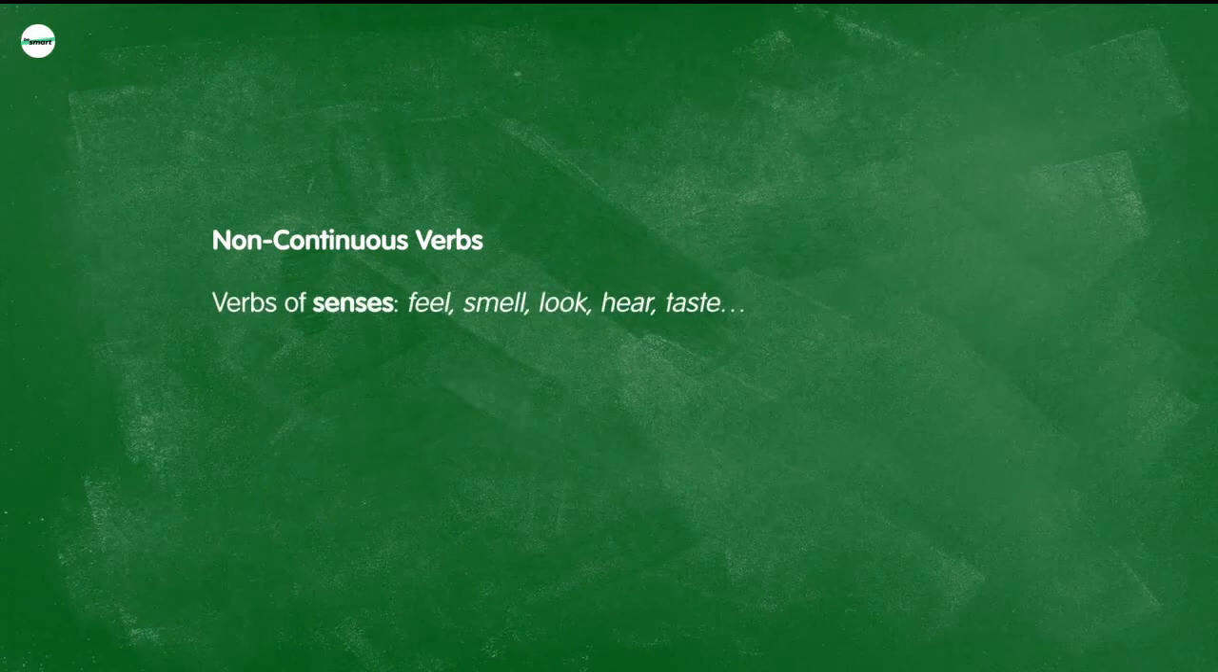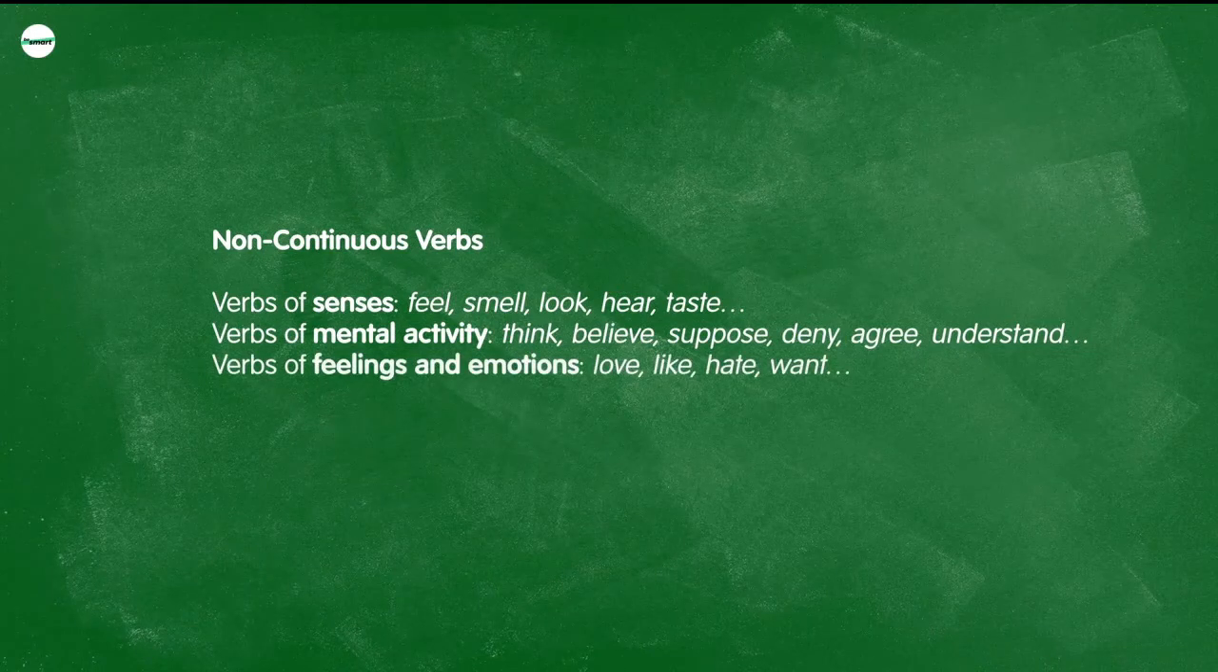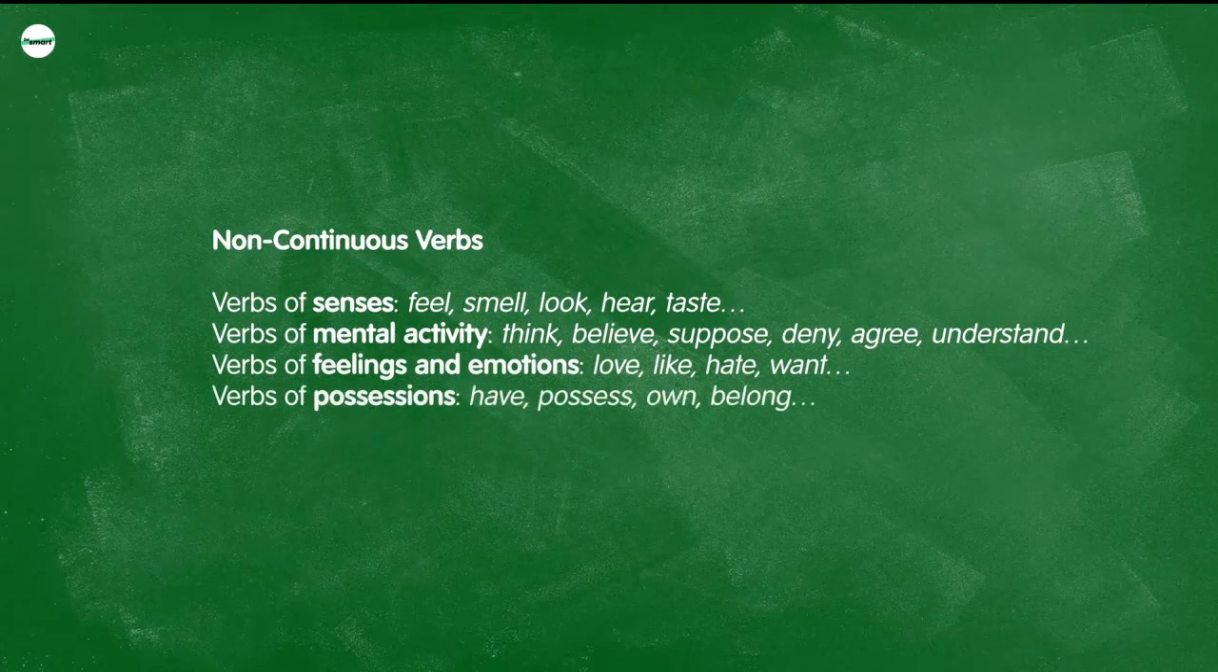So, some verbs of senses, verbs like feel, sense, look, hear, taste, or verbs of mental activity like think, believe, suppose, deny. Some examples of verbs of feelings and emotions, verbs like love, like, hate, want, or also verbs of possession, have, own, belong. So let's look at some examples of these in their correct and their incorrect forms.